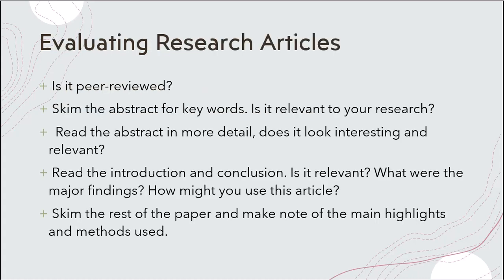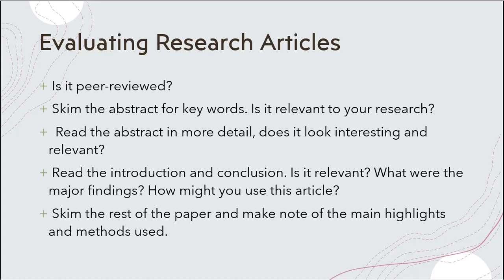Once we've found an article, we need to talk about how we can evaluate those research articles. The first thing to check when we find an article is, is it peer-reviewed? One way of doing this is to check the box in the search function on the library website to say you want only peer-reviewed articles. This will eliminate all the non-peer-reviewed articles.